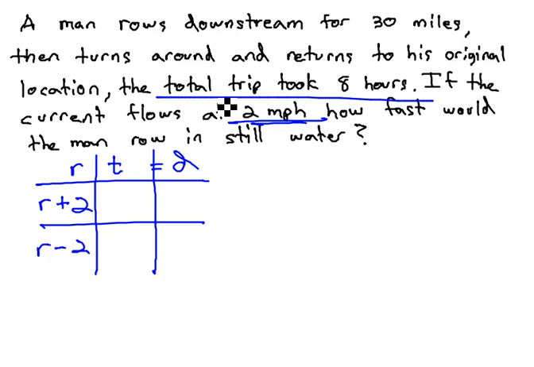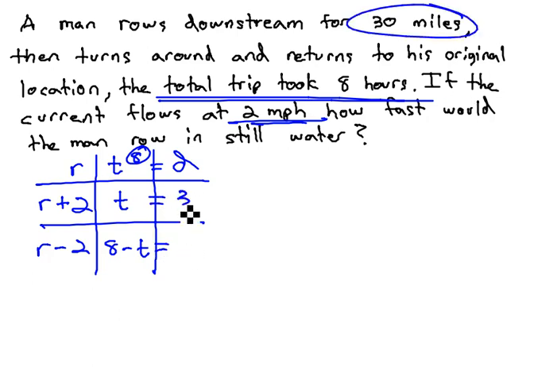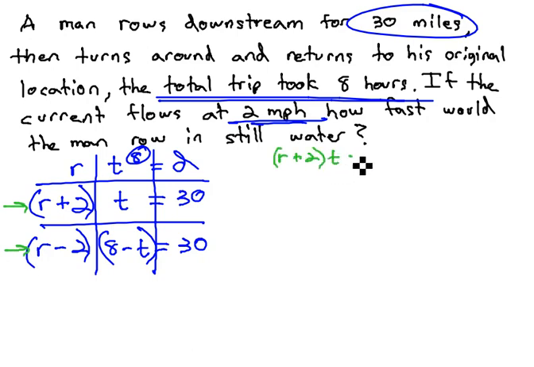For the time, we're told the total trip takes 8 hours. That's not the individuals, but the total if we were to add them together. We don't know how much time he spent going downstream, but if you use up t out of the 8, what's left is 8 minus t to go upstream. We also know the distance they travel, both directions, 30 down and 30 up, and we end up with our equations that we can use to answer this problem. R plus 2 times t equals 30, and R minus 2 times 8 minus t equals 30.